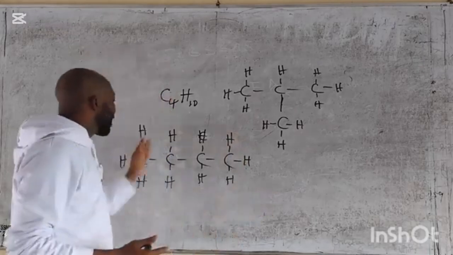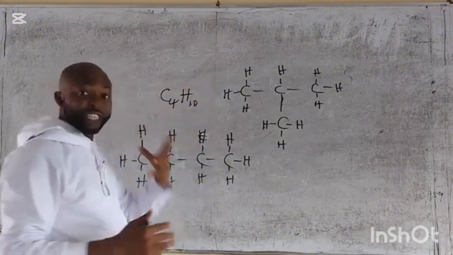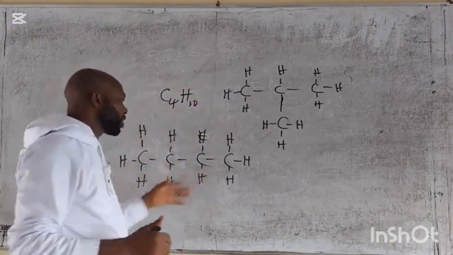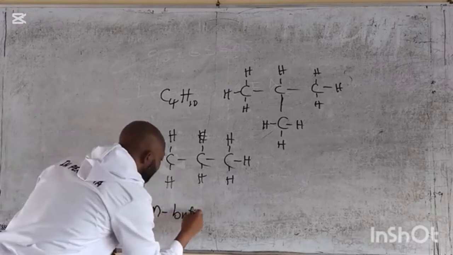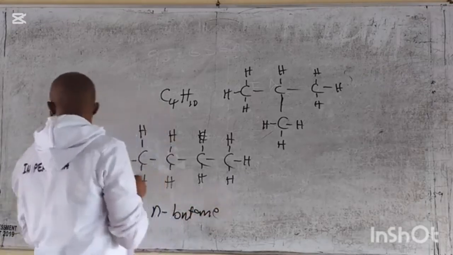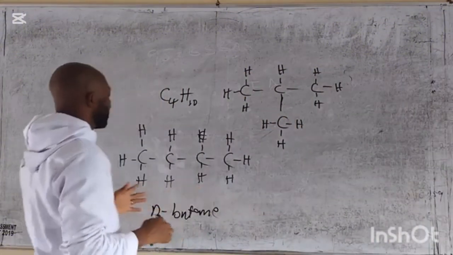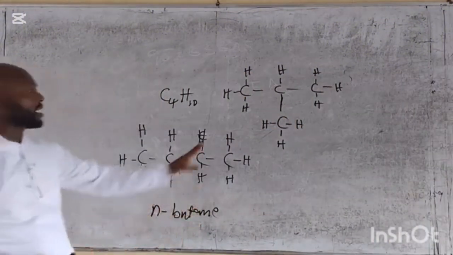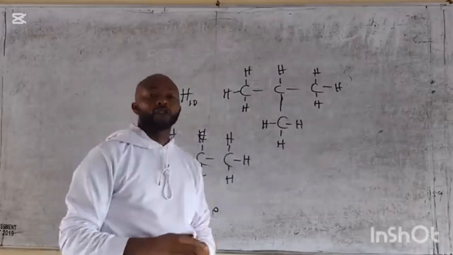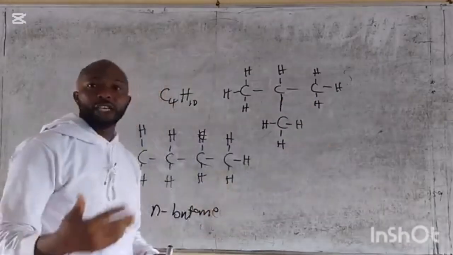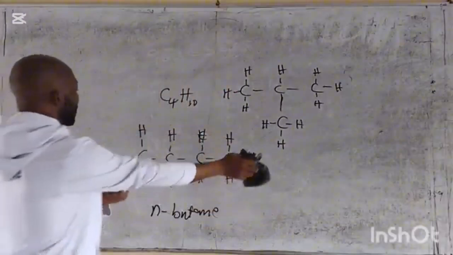So the first one here, which is the butane, this is C4H10 for butane, and we have this straight chain for butane. We call it n-butane, which means normal butane. But in this being the normal butane, this now is isobutane, an isomer of butane. So we're going to check another compound to see how many isomers we can get. So we've gotten our first one from this. Let's take the second one.